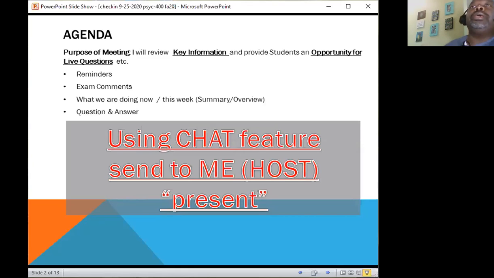Okay, so that is the plan for what we're going to be doing this morning. Hopefully it won't be too much of a long session. It's going to be somewhat straightforward today.